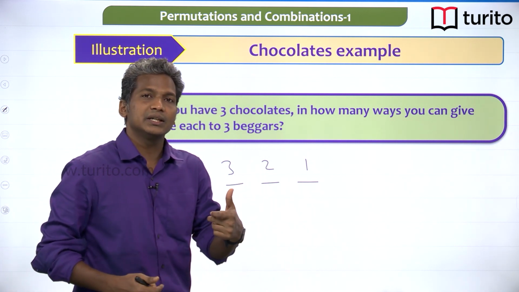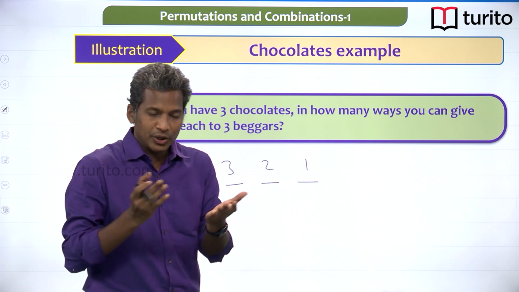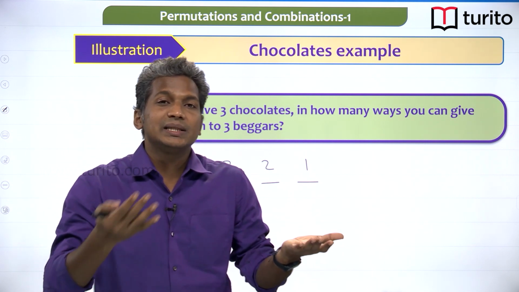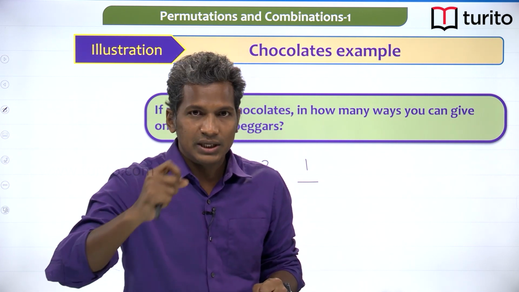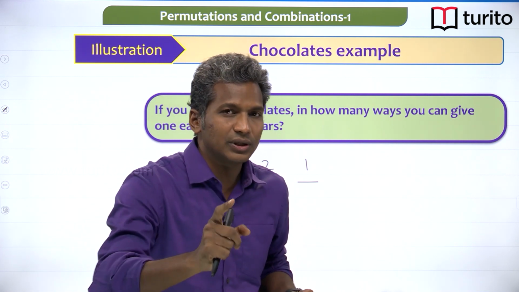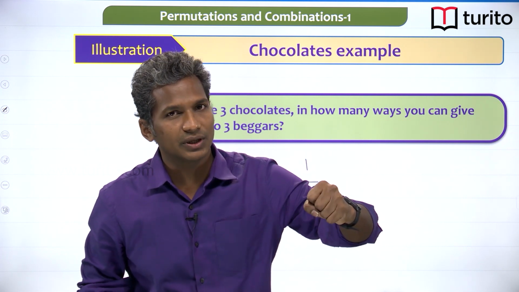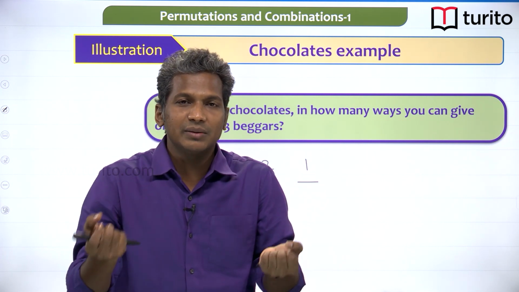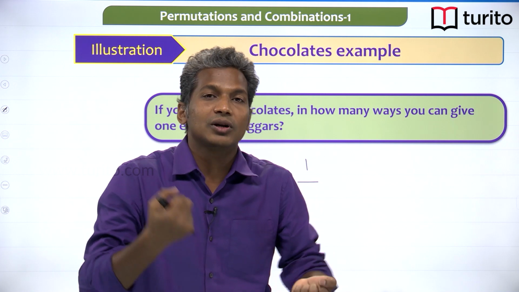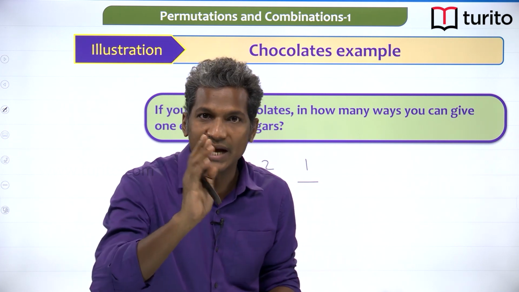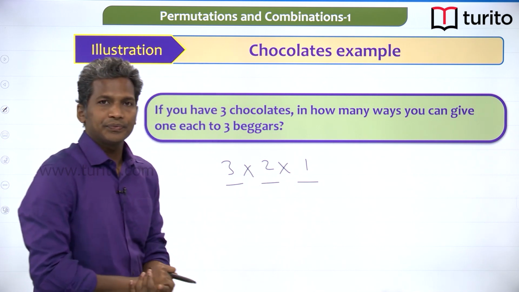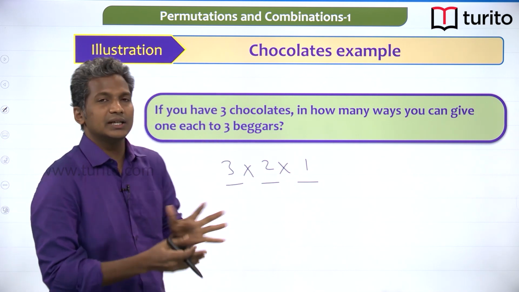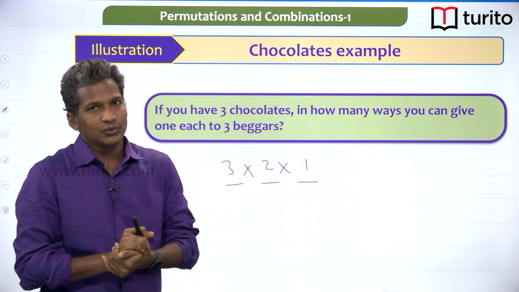Multiplication or addition? Multiplication is right, because if you treat these 3 beggars as 3 events, first beggar is getting a chocolate, second one is also getting a chocolate, third is also getting a chocolate. So, that means relation between these 3 places or these 3 beggars is AND relation. So, we multiply them. Okay. So, this way we can understand the basic ideas of this OR rule and AND rule.